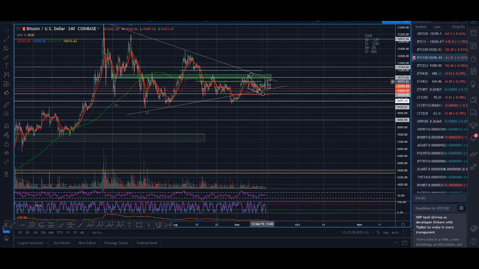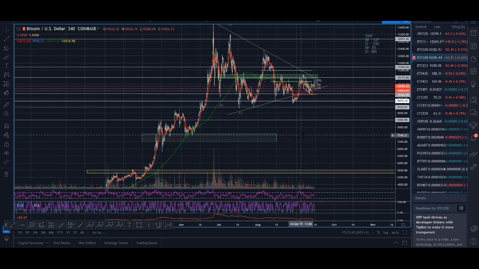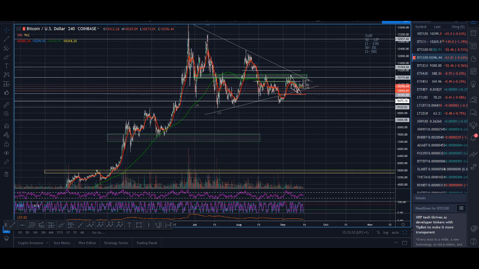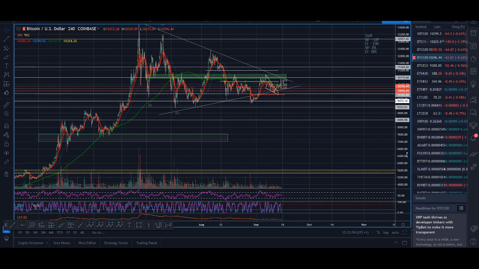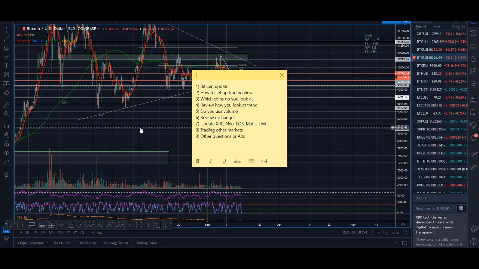If it comes below here again, I think it might dip below, and this will be the level I'll be looking to buy. I don't think Bitcoin will go below the 7,600, 7,500 level. There will definitely be a bounce again. I'm not sure if the bounce will take us to new highs, but Bitcoin will definitely get a big bounce at this level. So that is my update on Bitcoin. So let's start looking at the questions you've sent me.